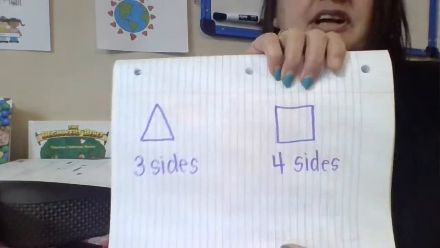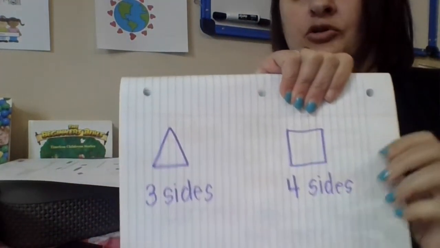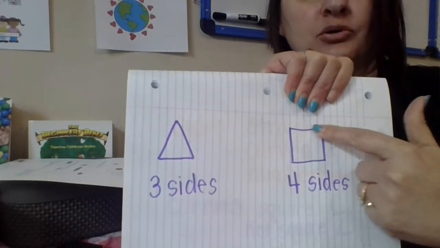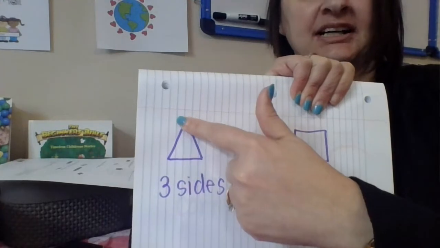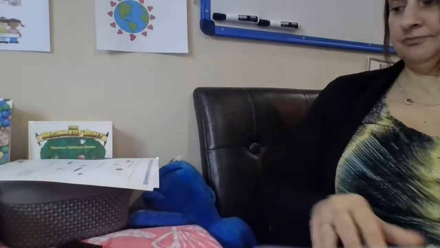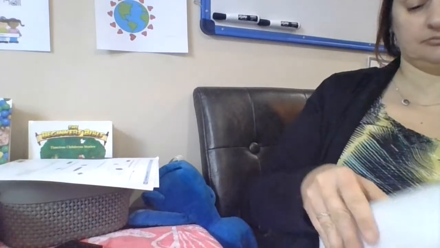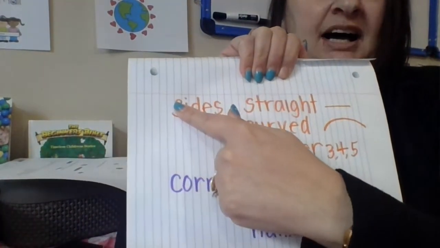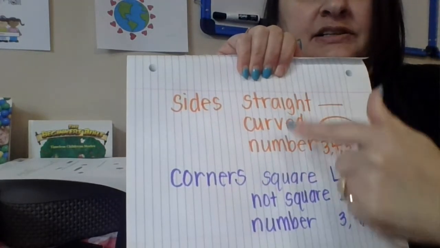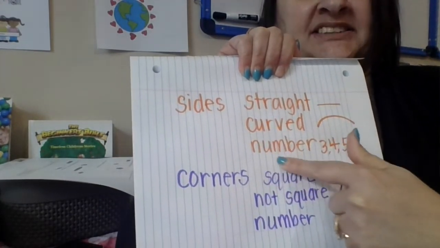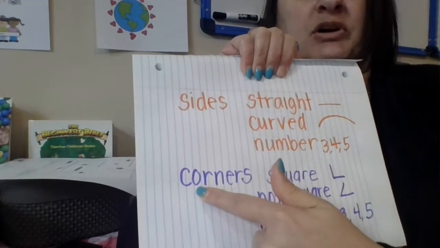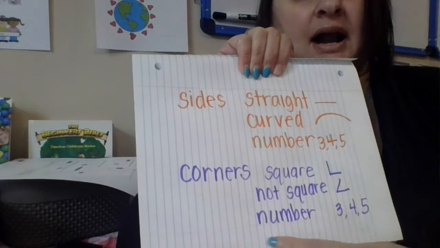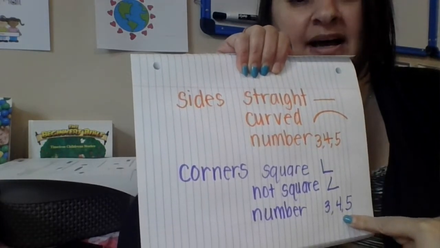We also want to look at the number of sides and number of corners a shape has. This has 4 sides and 4 corners. This has 3 sides and 3 corners. So when we look at shapes, we want to look at the sides. Are they straight? Are they curved? How many sides? The number of sides. We want to look at the corners. Are they square? Are they not square? How many corners does the shape have?